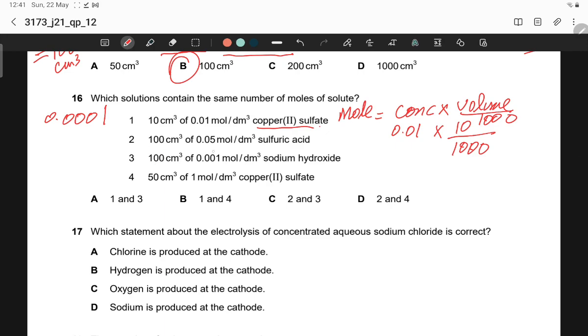100 centimeter cube of 0.05 mole per dm cube sulfuric acid. 0.05 into 100 divided by 1000, this is equal to 0.005.